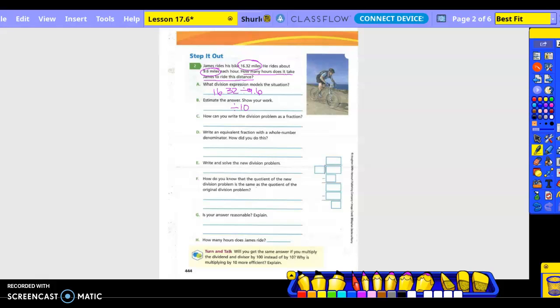10. What's a multiple of 10 that gets me close to 16? What's the low side? 10. What's the high side? 20. Okay. Now, I could have also estimated that to 9 and then did what? 18. Okay. So I could have gone either way. So we'll just say 20. So then this gets us 2. Because even if I would have done the 9 and the 18, what would I have got as my estimate? 2. Okay. So how can you write the division problem as a fraction? So we can write it as what?